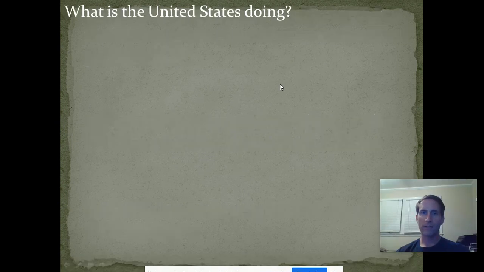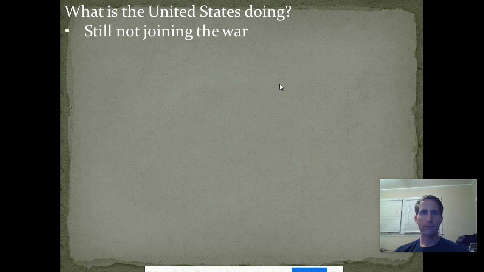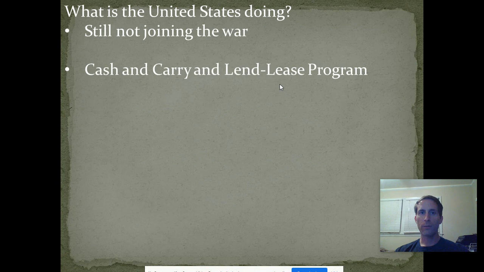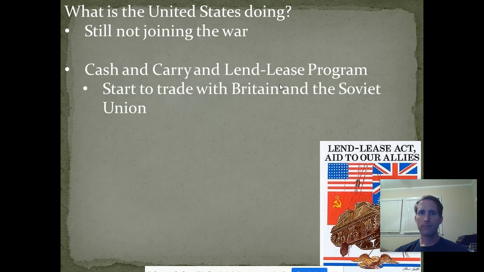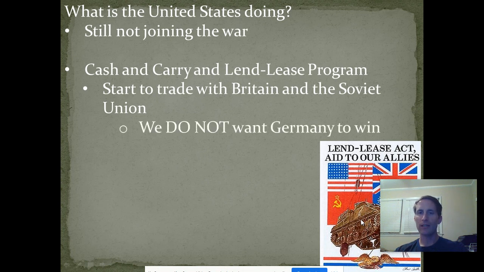So finally, wrapping up, what was the United States doing during this point in time? Well, we still are not joining the war, but we are going to start helping out a little bit. We do two things called the cash and carry and the Lend-Lease program. We're going to start to trade with Britain, who's our friend, and the Soviet Union. We're going to start sending them things like tanks and ammunition and supplies like food, because really, we do not want Germany to win. We realize Germany is bad, Hitler is bad, the Nazis are bad, we don't want them to win. So we're going to help out these guys, but we're not going to join yet.